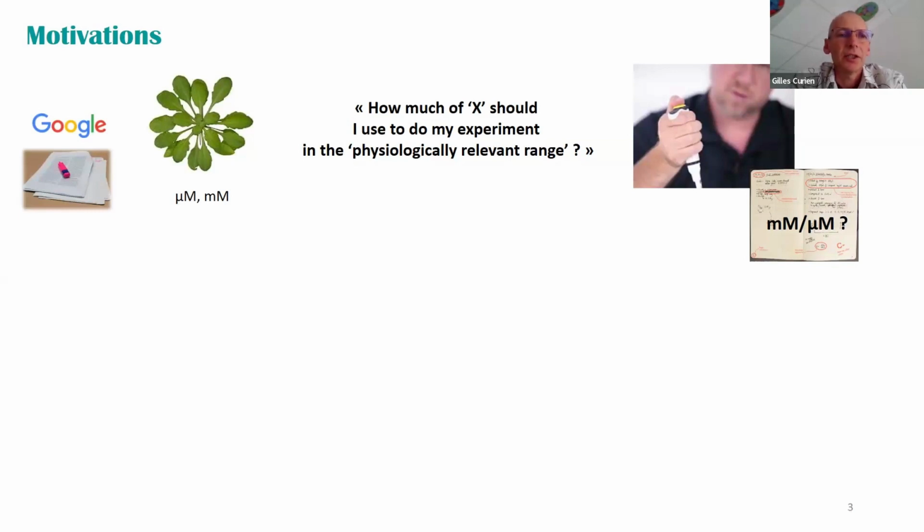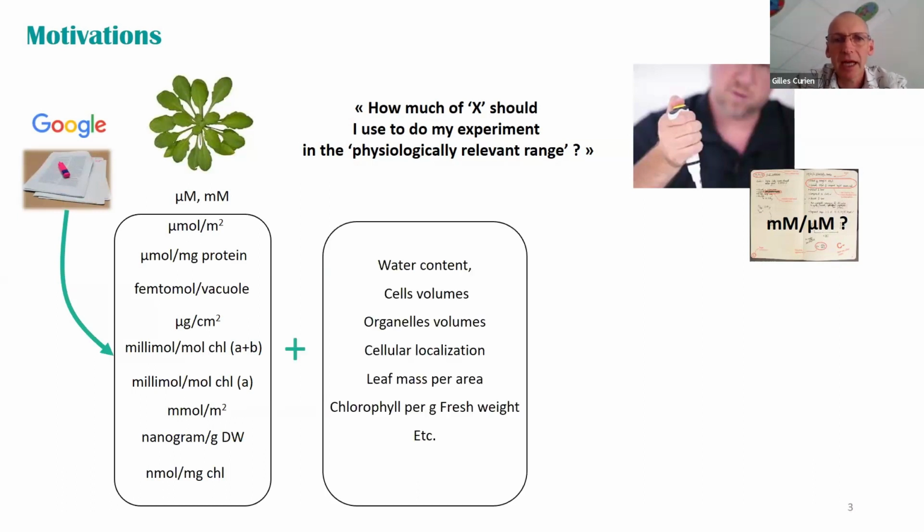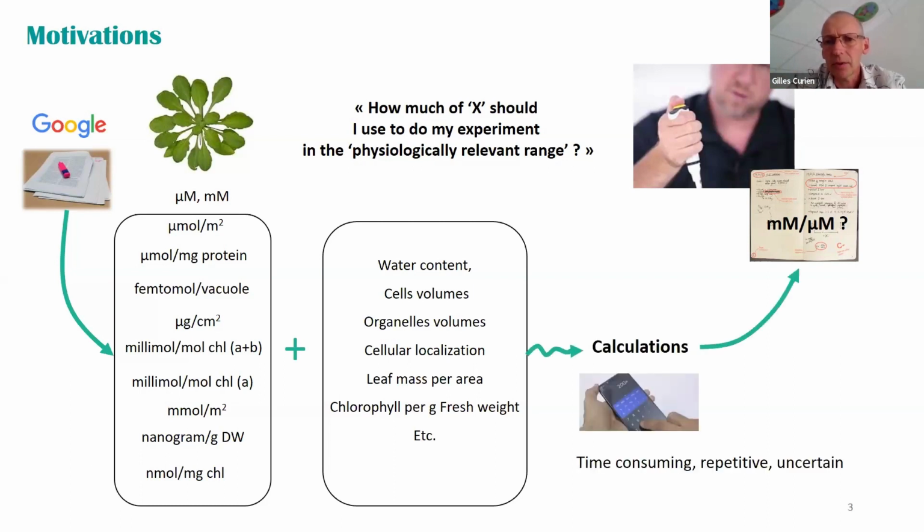In 0.3 seconds, you will have 3,000 results, and then you will spend hours to read and find interesting values. If you're lucky, you will find the concentrations in micromolar or millimolar, directly useful for your experiments. But in most cases, you will find these baroque units per square meter, per gram fresh weight, per gram dry weight, and then you will have to search for additional information: water content, cell volumes, organelle volumes, if the metabolite you're interested in is only in one organelle, cellular localization, etc. And then you will have to do calculations, and then finally you will have the result. So this could be discouraging, it's time consuming, it's repetitive, sometimes it's uncertain. You're never sure that the value you have actually corresponds to the state of the plant you're working with.